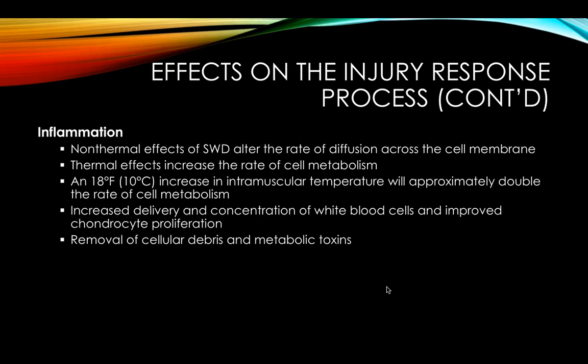So specifically looking at inflammation, the non-thermal effects of shortwave diathermy are going to alter the rate of diffusion across the cell membranes. The thermal effects are going to increase the rate of cell metabolism, which would dramatically affect inflammation. So at 18 degrees Fahrenheit, an increase in the intramuscular temperature will approximately double the rate of cell metabolism. We talked about that with ultrasound as well. We get increased delivery and concentration of white blood cells. So that's going to also then improve chondrocyte proliferation, which is all going to help to clean up the side effects of inflammation and move us from inflammation into the proliferation phase and eventually maturation phases.